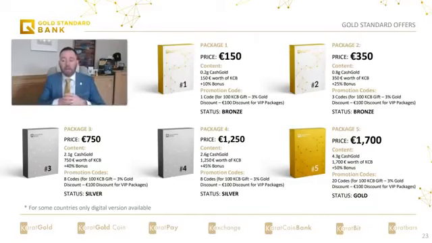Package 4, 1,250 euros. You get 2.6 grams of cash gold. That's 1,250 euros worth of KCB, plus a 45% bonus this time. Also in this package, package 4, you get the status of silver.